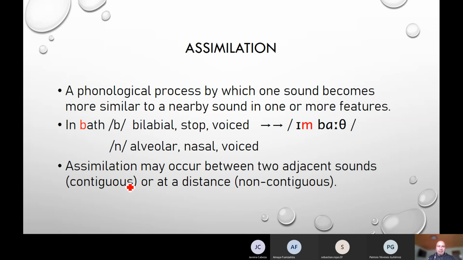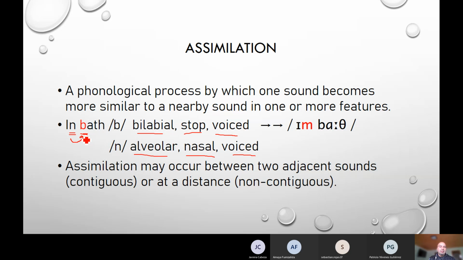In the case of "in bath", right? I know that "n" is an alveolar, nasal, and voiced consonant sound. And I know that "b" is a bilabial, stop, voiced consonant sound. Now, when we say "in bath" quickly, the tongue, when it's producing this consonant sound, is getting ready for the next one, which is a bilabial sound.